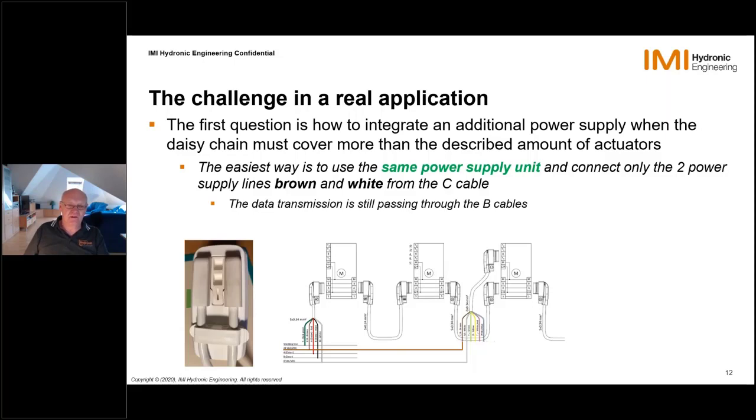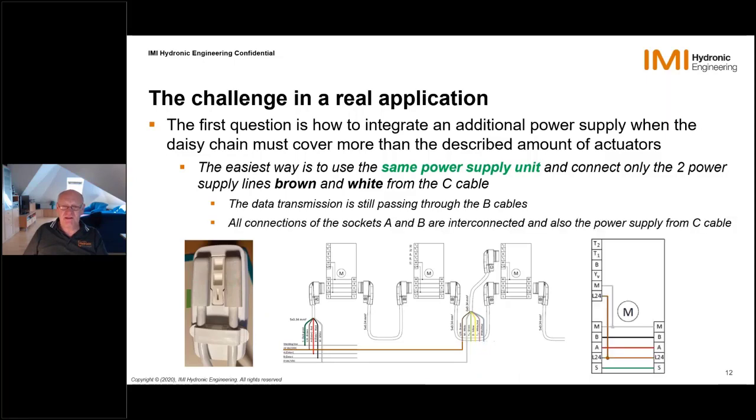So the data transmission is then still passing from the A to all the B cables and so on, and it's transporting the information from one actuator to the next, but we are feeding in after, let me say, 10 or whatever is described in the table, 10 or 15 pieces. We can feed in or power boost, so to say, with the power supply. So in that case, you see the connections we are using.